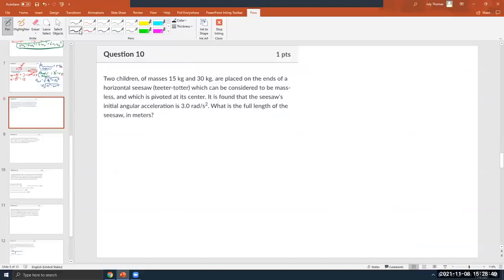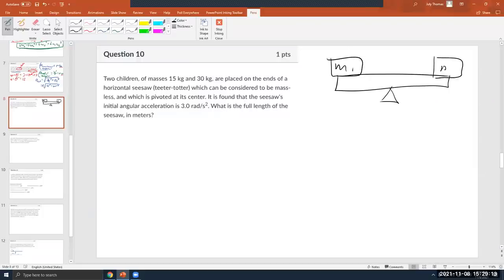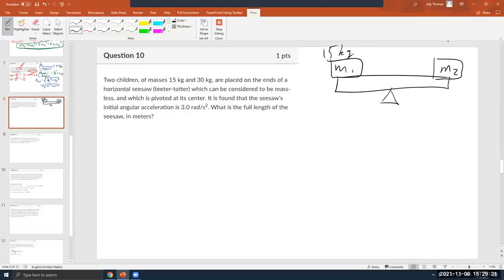All right, two kids on a seesaw. You had a problem like this on the homework, maybe a few problems actually. The diagram that they're describing here looks like this. You've got these two kids on a teeter-totter. Here's M1 and M2. The first one weighs 15 kilograms, the second one weighs 30 kilograms.